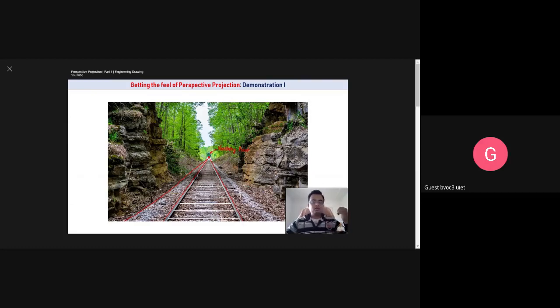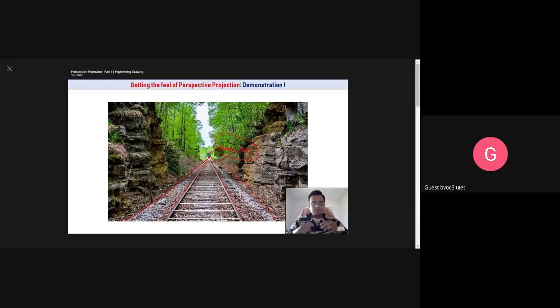We know that these two rails are absolutely parallel to each other. In reality, yes, they are absolutely parallel, but the farther we see, it appears as if both the rails are converging at a particular point, and even all the lines are converging to a particular point. And that point is what is referred to as a vanishing point. Something strange is happening. This is what we see in perspective.